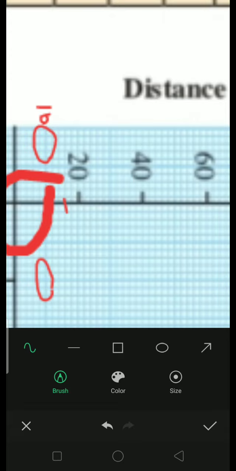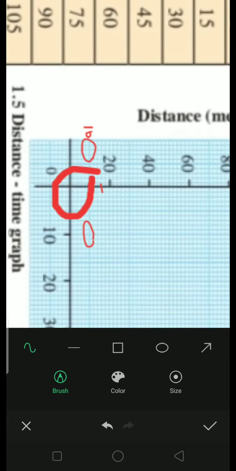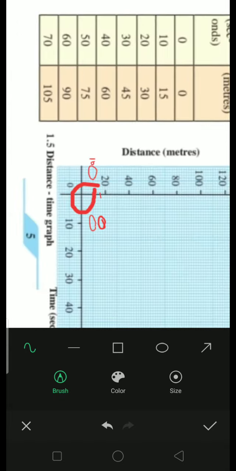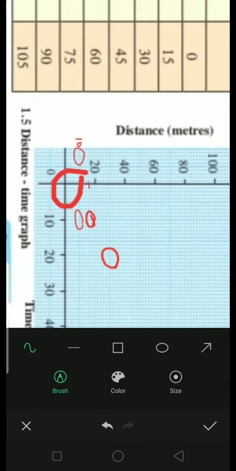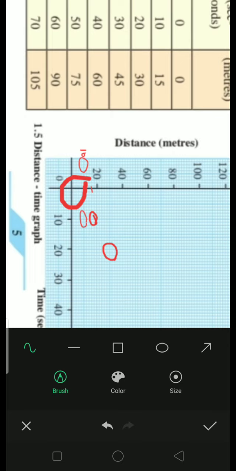So that 15 and here you have 10. 10 and 15, here you will have your point. Next point is 20 and 30. So 20 will be this, 30 will be exactly in the middle of 20 and 40. So this intersection, this is your 20, 30. Then you have 30 and 45. So 30, 45 will be again between 40 and 50. So after 40 you will take two full squares and for the third square you will take the middle part.